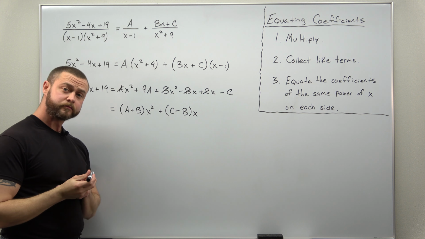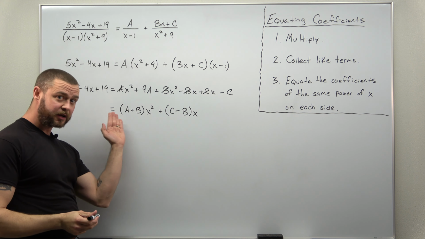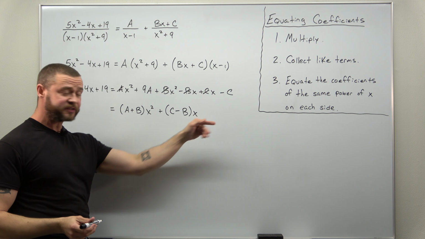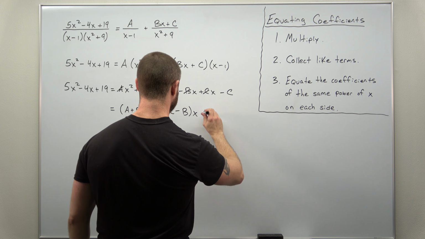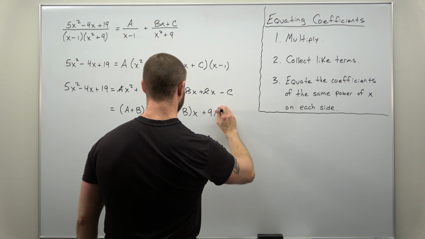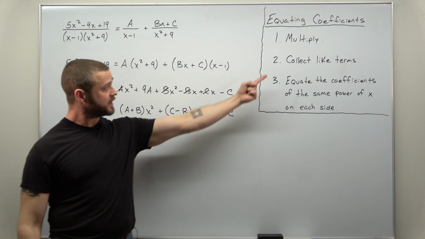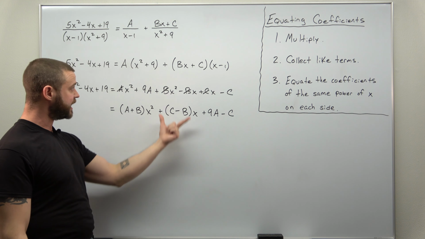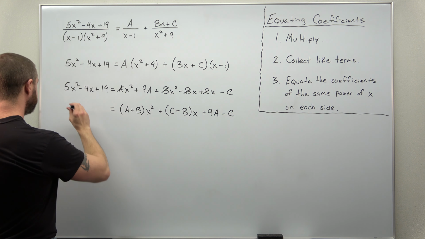Cross those out. And what we should be left with for this quadratic polynomial, we should have x squareds, x's, and then constants. We have 9a minus c. All right, and that is the second step of collecting like terms just from the right side of what we multiplied out. The left side, we're going to keep that the same.